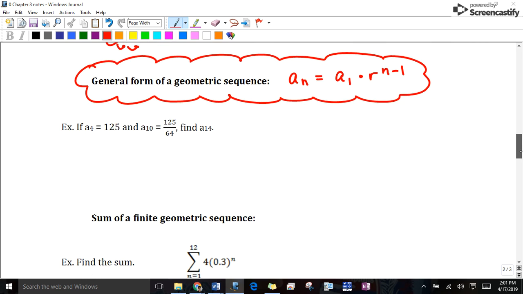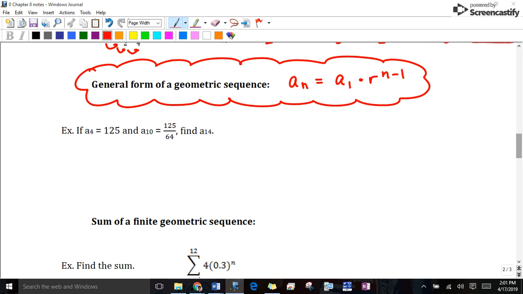Okay, so let's go ahead and get to the problems where you have two specific terms and you want to find a different one, but we don't know r and we don't know our first term. Okay, so let's just plug in what we know. I'm going to take the biggest term I know and write that as a sub n. So I know a10, okay? So I'm going to say that a10 equals, now I don't know a1, but I know a4. So let's base it on the fourth term.